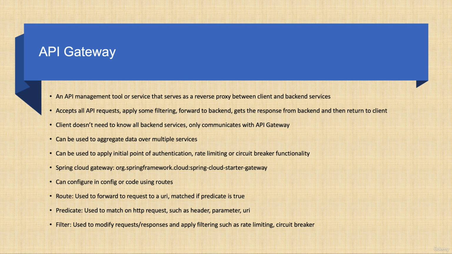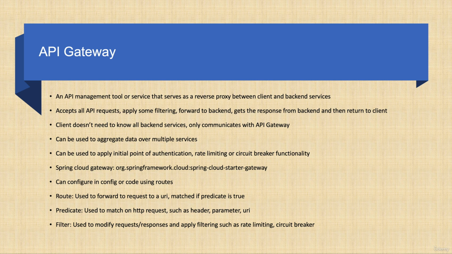An API gateway can be used to aggregate data over multiple backend services. It can also be used to apply authentication, rate limiting, and circuit breaker functionality to all backend services. We will use Spring Cloud Gateway, which can be enabled with the Spring Cloud Starter Gateway dependency. Spring Cloud Gateway can be configured using a config file or in code.